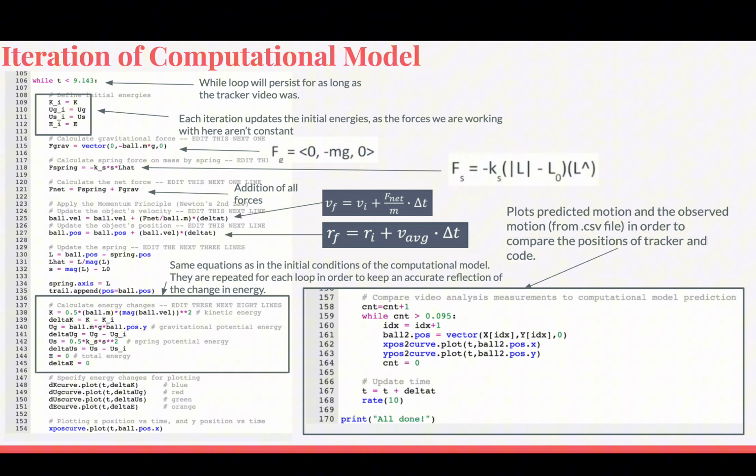The spring force was calculated using the correct spring force equation, and fnet was calculated using the addition of all forces. Also, in each iteration, the ball velocity and ball position are updated using the velocity and position update formulas as derived from Newton's second law. The energies are also updated, and they use the same equations as in the initial conditions of the computational model.